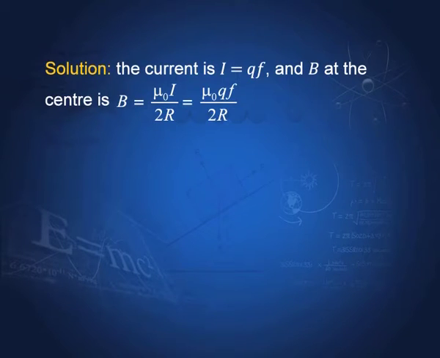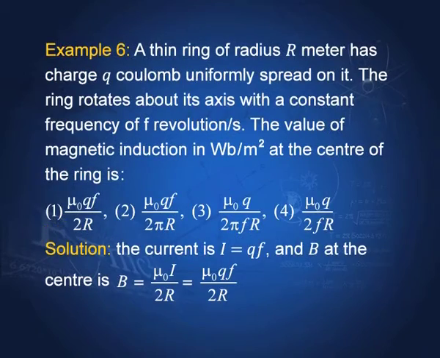Now, the current is q times f, or q by T, where T is 1 by f. So, q times f, where f is the frequency of rotation, and B at the center is mu I by 2r. So, substitute the value of I, which is qf. So, it is mu 0 q f by 2r. So, all these examples are simple. All that you need to do is to recall the formulae that you have to use.